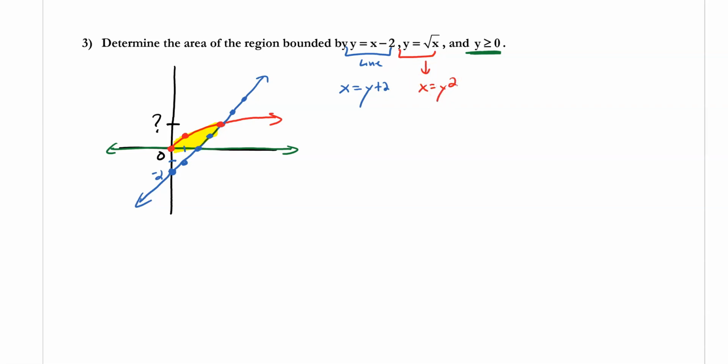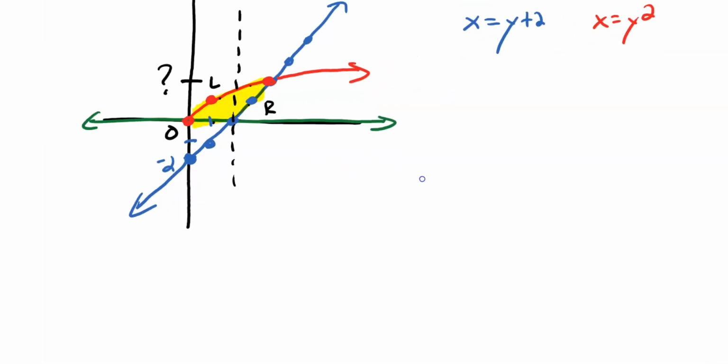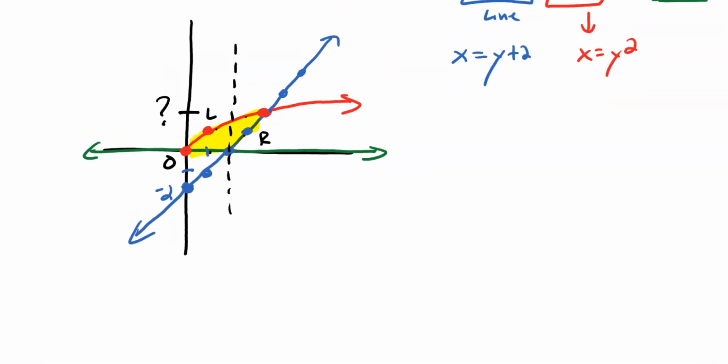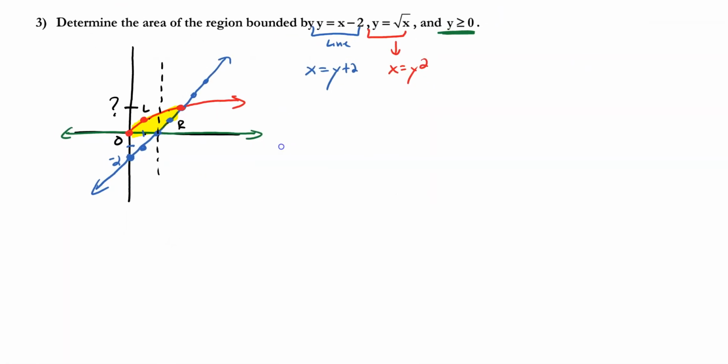Why am I doing this? Because I'm choosing to do right minus left. If we did top minus bottom, we would have to set up a new integral right there, because the red is on top, the green is on bottom, and then the red is on top, the blue is on the bottom. That would require two separate integrals for that calculation. We don't want to have two separate integrals if we can avoid it. Okay, so if we just do right minus left, we're in pretty good shape.